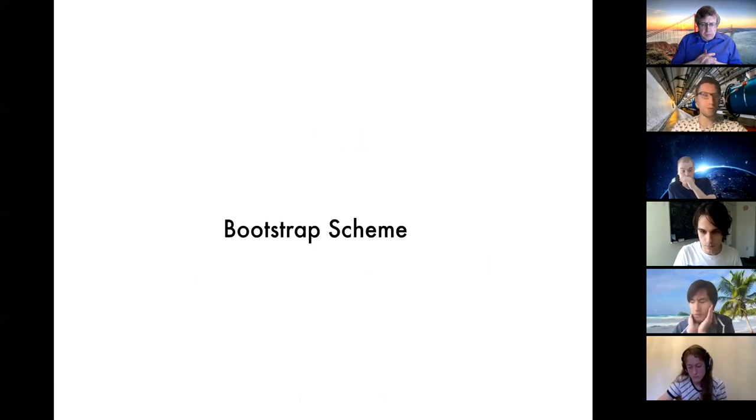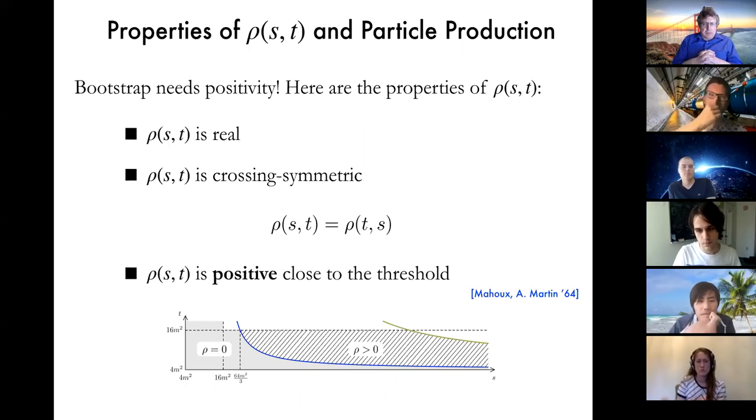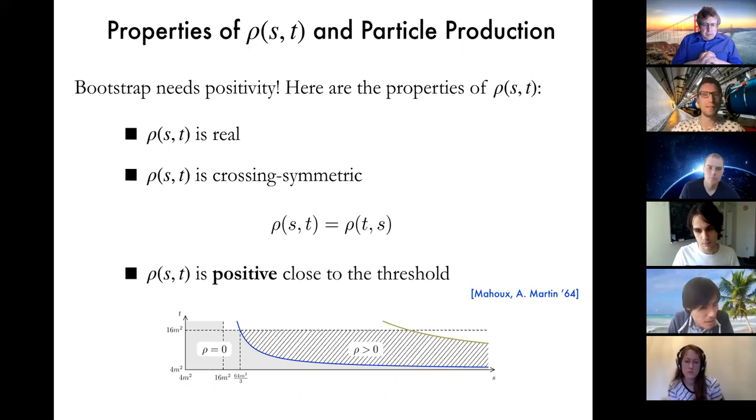Okay, so let me now try to explain a bootstrap scheme in the last 15 minutes or a bit less. First of all, bootstrap needs positivity. If you just have something crossing symmetric, it's not enough. Usually you want some positivity. Based on what I told you, for positive S and T, this function rho is real and crossing symmetric. Moreover, there is a simple, old result that close to the leading Landau curve there is a region where it is strictly positive if you have non-zero scattering.